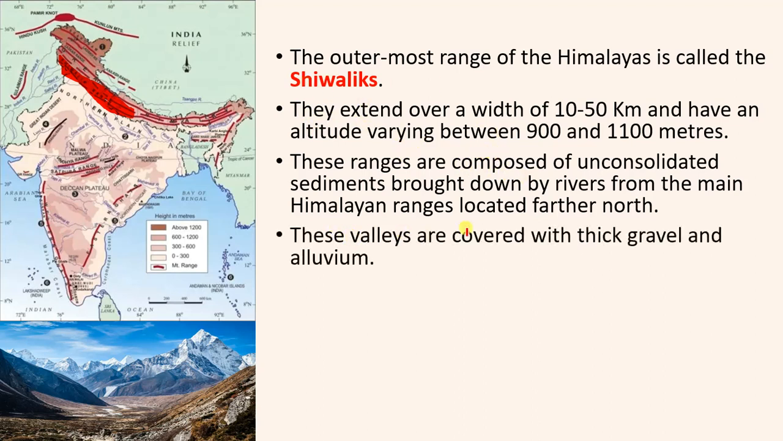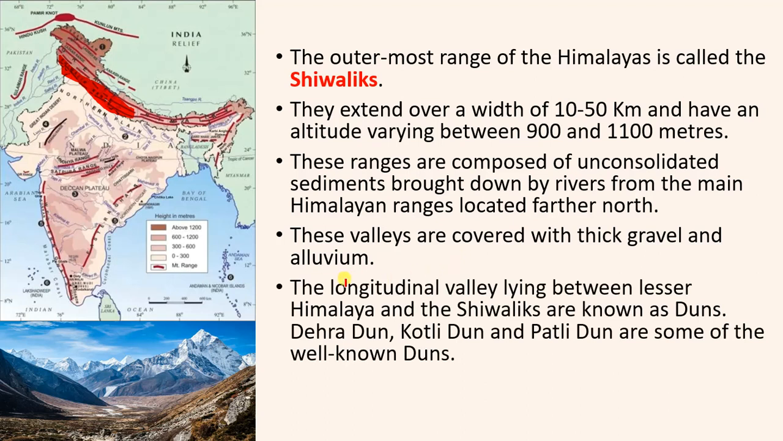These valleys are covered with thick gravels and alluvium. The longitudinal valleys lying between the Lesser Himalaya and the Shivaliks are known as dunes. Lesser Himalaya and Shivaliks means Middle Himalaya and the Shivaliks, whichever low-lying areas are there, are generally known as dunes. So Dehradun is part of that region only. Kotli Dun and Patli Dun are some of the well-known dunes.